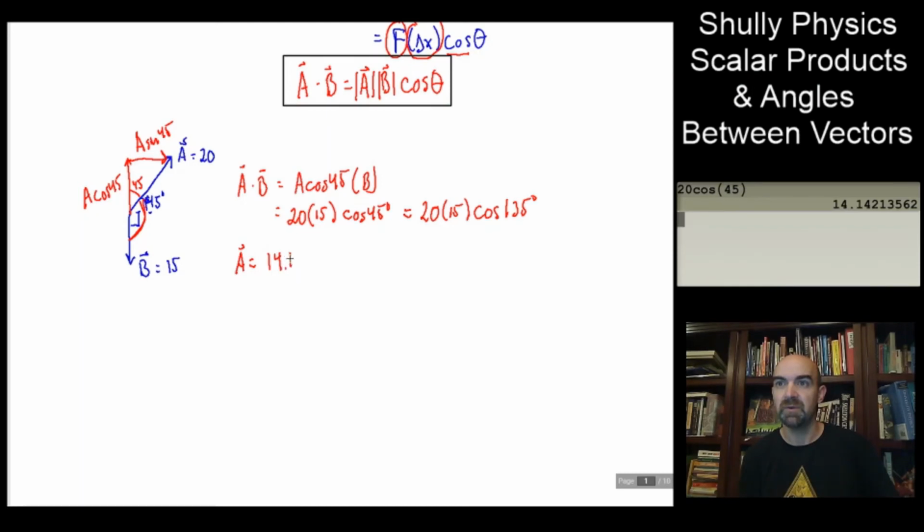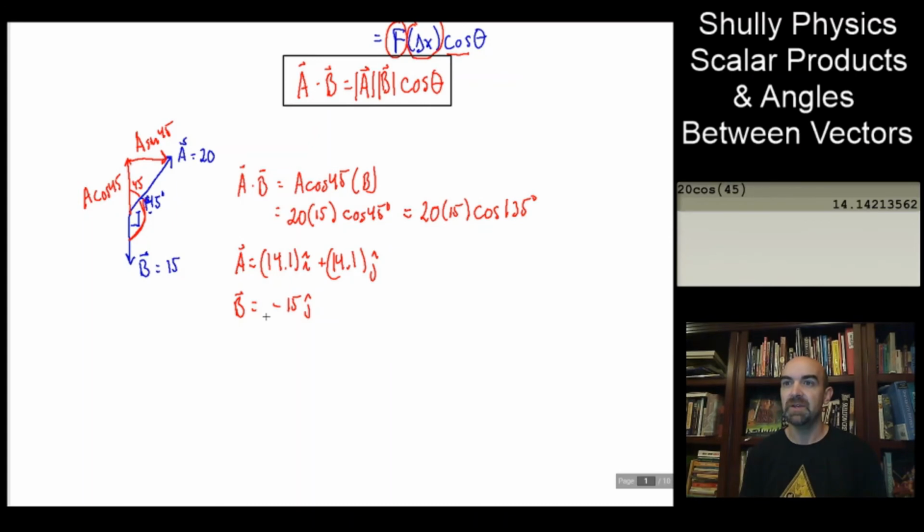So let me put 14.1, I'll keep it at that, I plus 14.1 J. That would be our vector A. And vector B is only in the y direction, but it's in the negative y direction with a magnitude of 15. So that one will be negative 15J, just to interpret it into the IJ context.